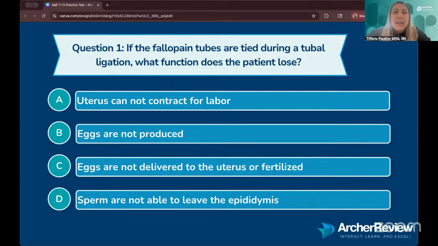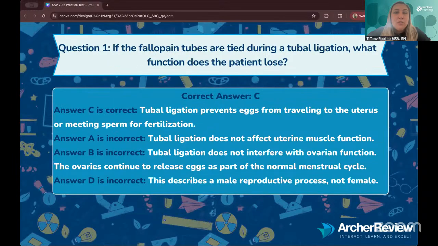Okay, let's see. Any answers in the chat? What do you think? Uterus cannot contract for labor. Eggs are not produced. Eggs are delivered to the uterus or fertilized. Sperm are not able to leave the epididymis. What do we think the answer is? Someone in the chat here on Zoom is saying C. You are absolutely correct. Great job. So it prevents the eggs from traveling.